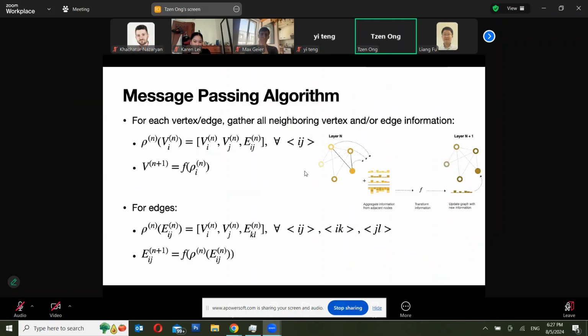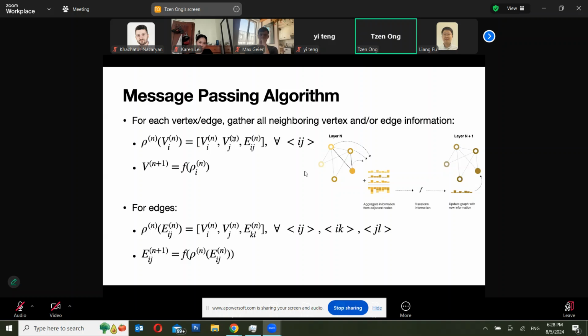Now, message passing. Message passing is in some sense a generalization of this pooling of information. I lump together all the information for, let's say, vertex I. I of course use VI itself, then VJ, which are the nearest neighbors, and also EIJ, the nearest neighbor interactions connected to I. Then I feed it into another neural network, and this will be the message that is used to update the vertex for the next layer.